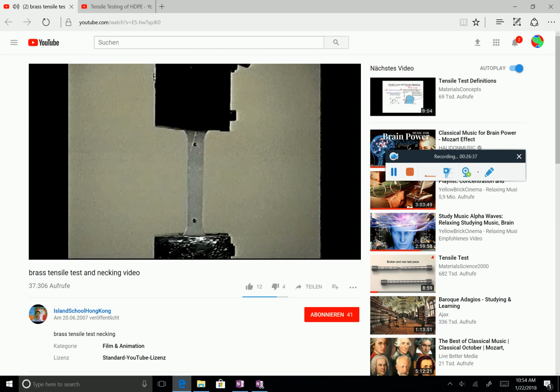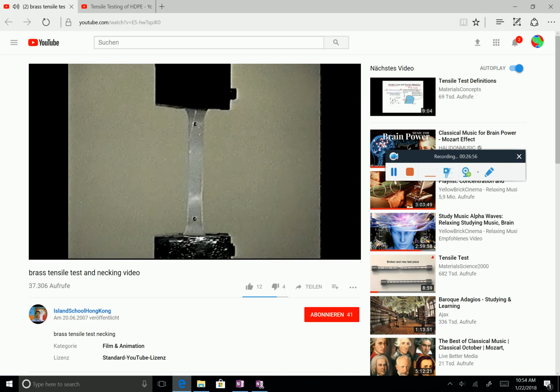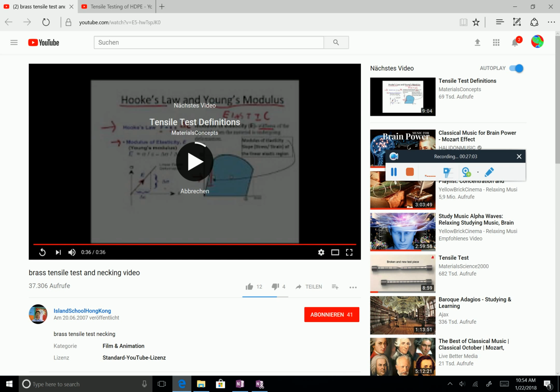So basically then you pull on the coupon, the sample, and if the material is ductile, that means if it deforms before failure, as you can see here, it becomes narrower and narrower. This is called necking for obvious reasons. And at some point, it snaps.